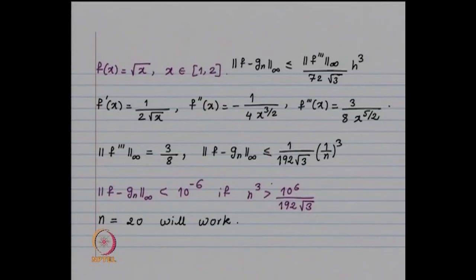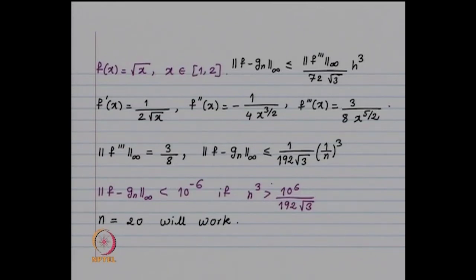Once again, 1 upon x raised to 5 by 2 is a decreasing function on the closed interval 1 to 2, and hence the maximum will be attained at the left hand point, which is 1, and hence the norm of f, sup norm, is equal to 3 by 8.